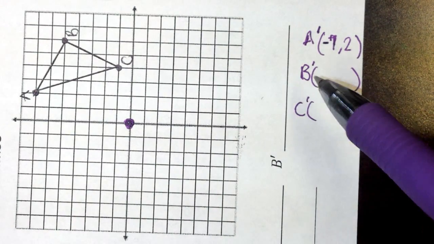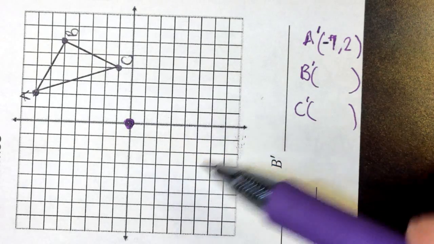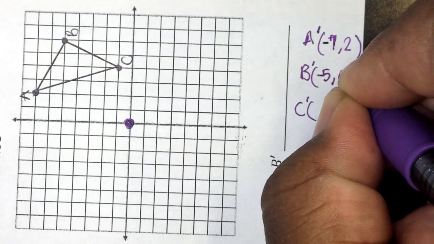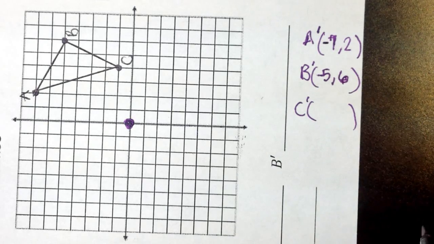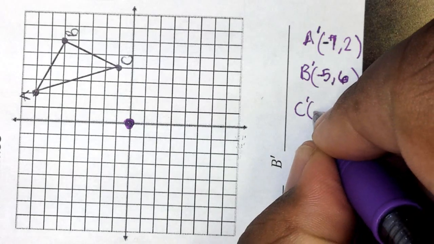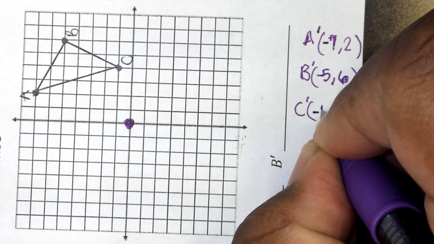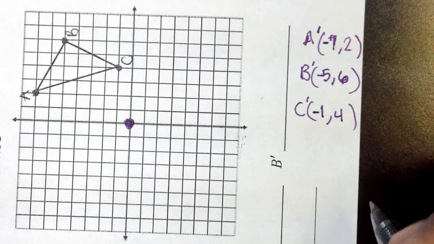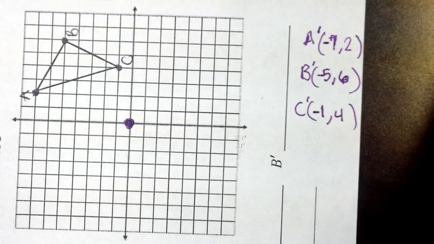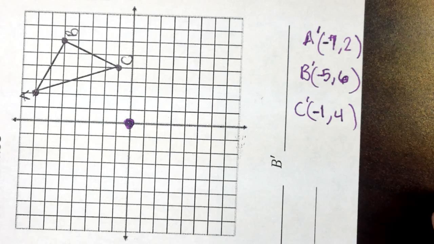B prime. Where is that going to be at? -5, 6. C prime? -1, what? -1, 4. Now that I got all 3 points I need, I'm going to turn my paper back straight the way it's supposed to be.